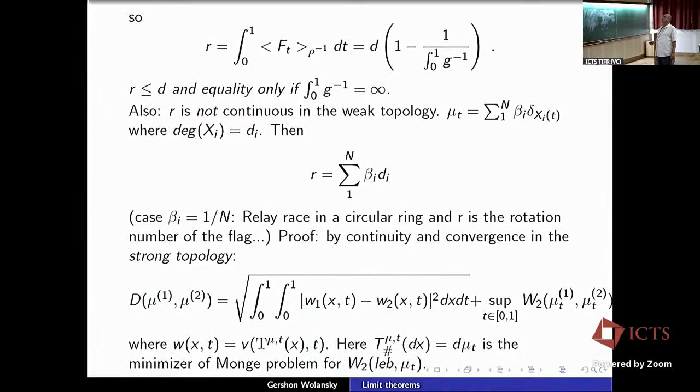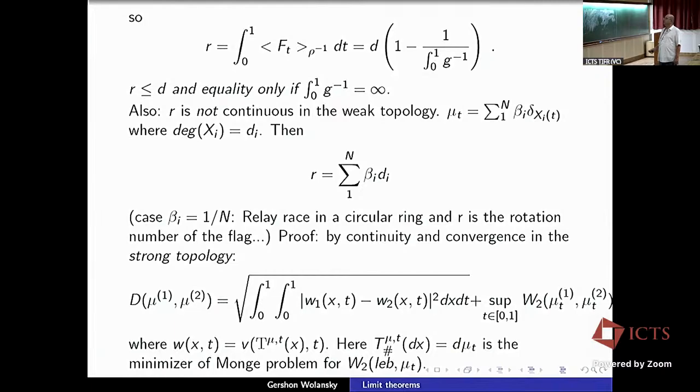You can also see that this rotation number is not continuous in the vector topology. So far, I assumed that everything is smooth and strictly positive in order to get this formula. The question is, can we take the weak limit to obtain general measures, general orbits of measures? Obviously, R is not continuous in the vector topology, but it turns out that it is continuous if we define this topology over the orbit.